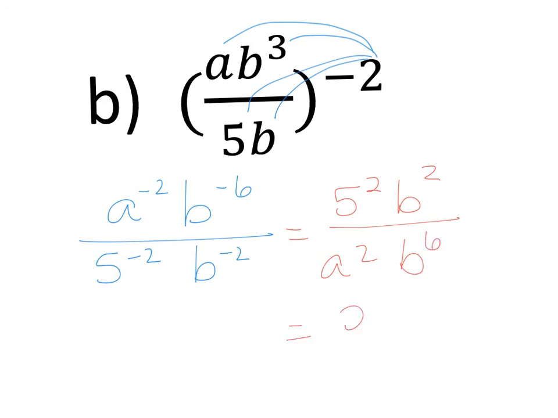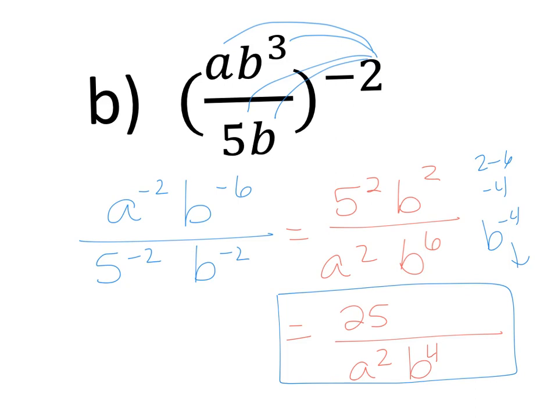So 5 squared is 25. Okay, a squared is just going to stay there. There's no other a's. Now, again, look at this guy. We're going to subtract. So we get 4, and then where did we have more b's at? We had more on the bottom, so it's going to end up being b to the 4th. Okay, again, you can do 2 minus 6 and find out that it's negative 4. So b to the negative 4 means it has to drop down. Okay, and there's nothing else I can do to this, so this would be my final answer.